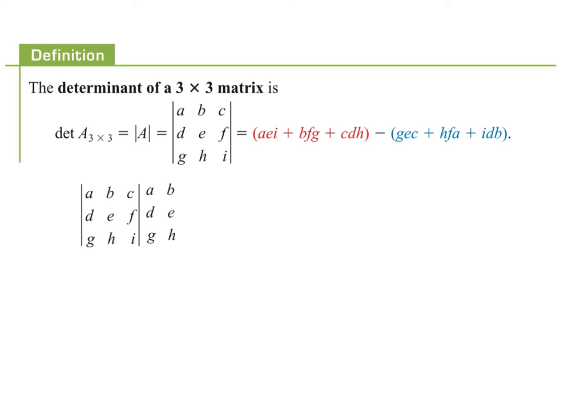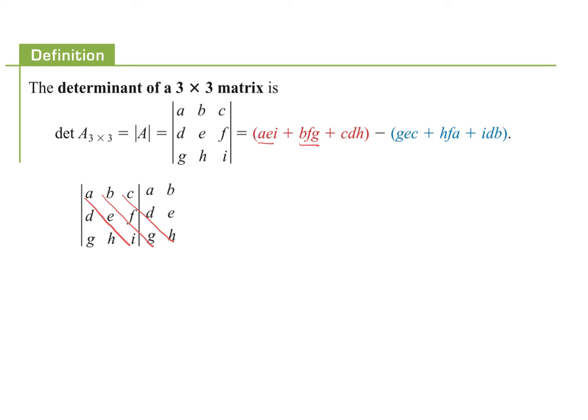So what you're really doing here is you are taking the 3 diagonals that you can get from that top row. So multiply A, E, and I, plus B, F, and G, plus C, D, and H. That's your first group. All right.